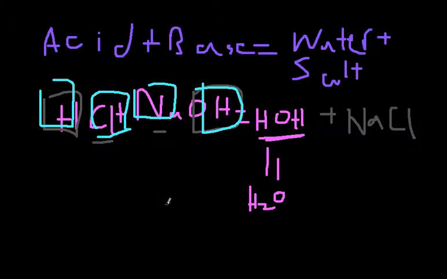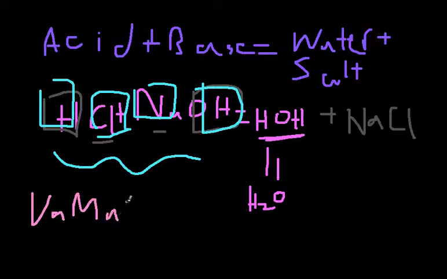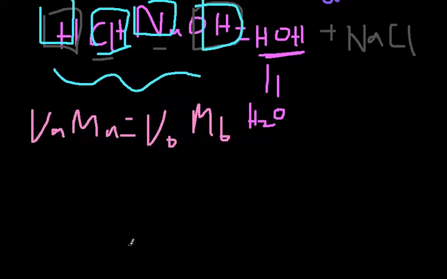Now, sometimes in problems they may give you the volume and the molarity of some parts and ask you to solve for the other parts. But there is a formula which you can use to solve problems involving neutralization. The formula is VaMa equals VbMb. What that says is that the volume of an acid multiplied by its molarity equals the volume of a base multiplied by its molarity.